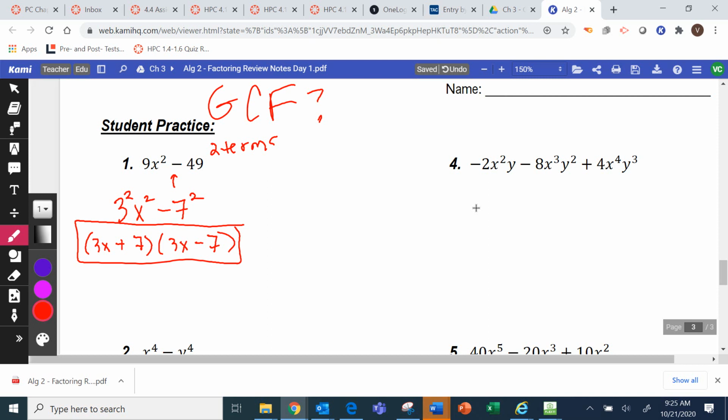The next question, we've got 3 terms. What should we do first? Jenna, what should we do first? What's our first step? Always.